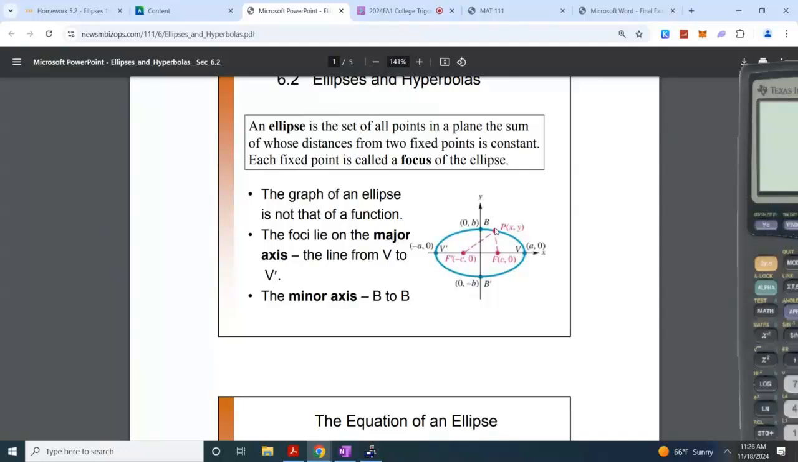Another fact about an ellipse: the orbits of the planets are elliptical, but for some strange reason, the moon has a circular orbit. I believe it's the only body in the solar system with a circular orbit instead of an elliptical orbit.